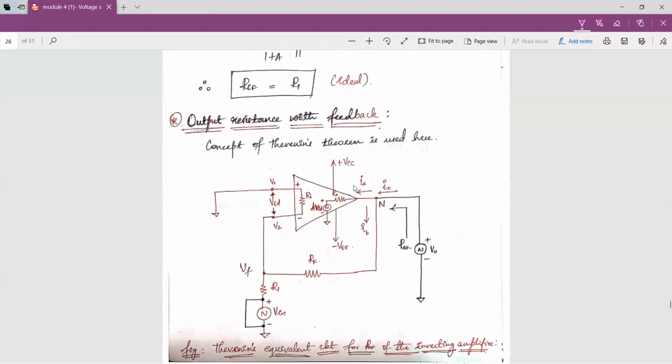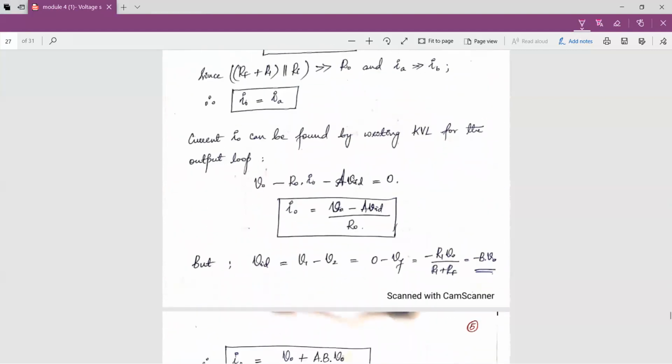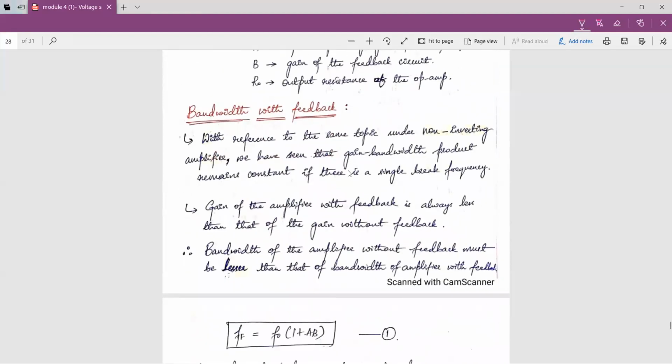found that the gain for the amplifier with feedback is lesser than the gain of the amplifier without feedback. So the gain and the bandwidth are inversely proportional. So what I'll write now is: the bandwidth of the amplifier without feedback is lesser than the bandwidth of the amplifier with feedback.